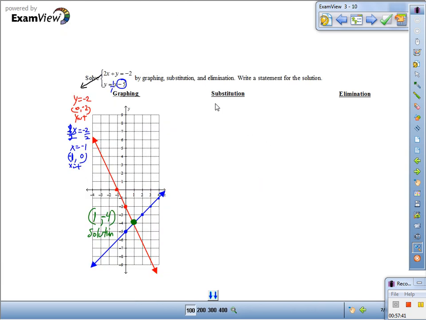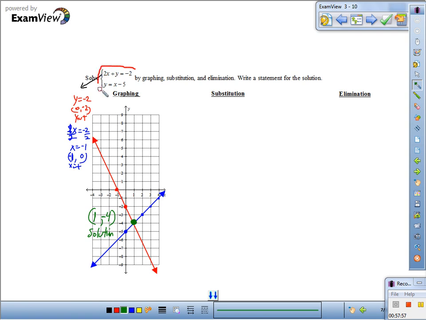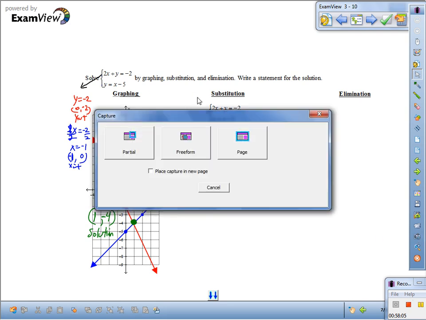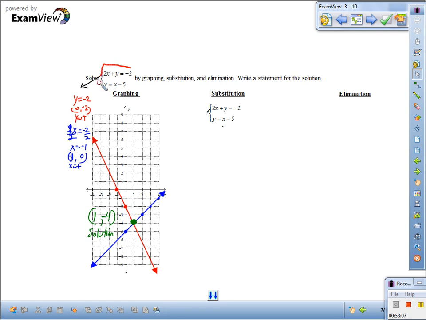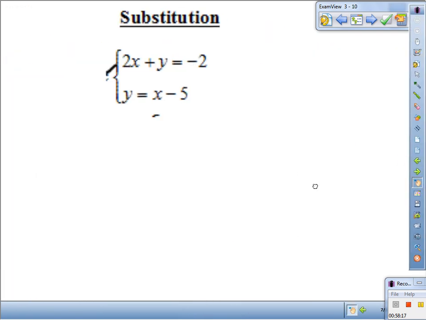What is the next method that you want to do? Do you want to do substitution or do you want to do elimination? Substitution? All right, let's do substitution. Rewrite the system right here where it says substitution and rewrite it again under elimination. All right, there's my system. Let's solve this by substitution.